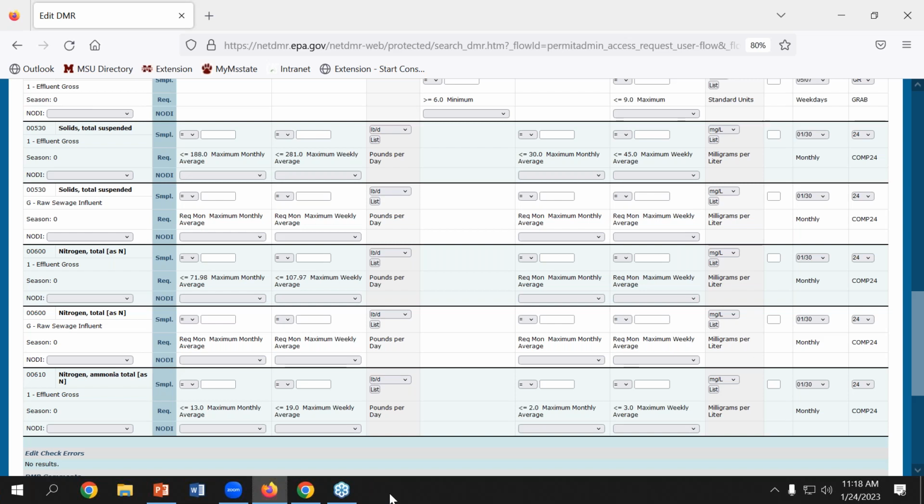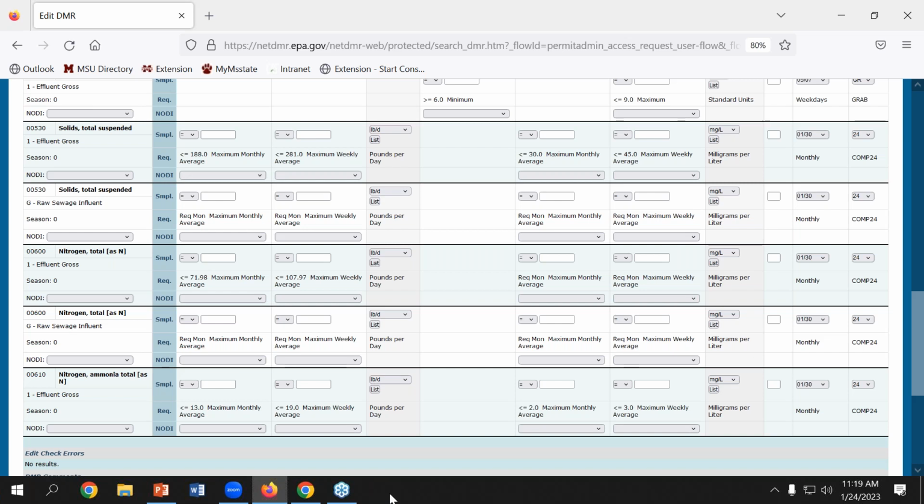Let me mention this as well. Notice that all of these samples so far, with the exception of pH and DO, are composite samples, 24-hour composite samples, in fact. So pay attention to that as well. We don't want to collect grab samples for a sample that should be a composite. So that too are some of the more common areas that you may encounter when completing DMRs.